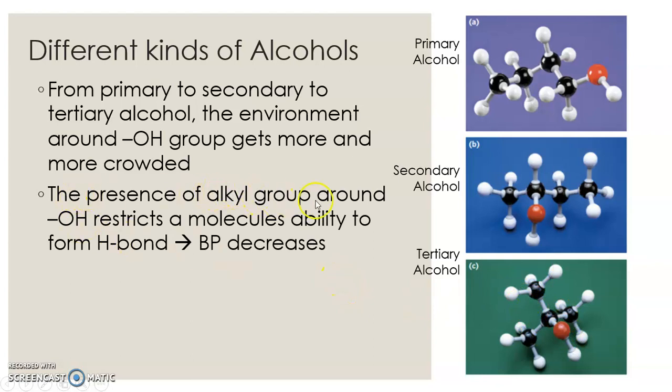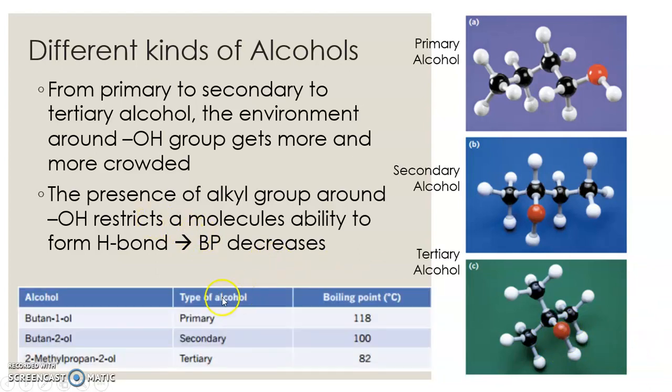So the presence of alkyl groups around hydroxyl restricts a molecule's ability to form hydrogen bonds, because it's harder to reach for other molecules when it's really crowded. And therefore, under similar conditions, when you have the same number of carbon atoms, tertiary alcohol has the lowest boiling point, while primary alcohol has the highest boiling point.